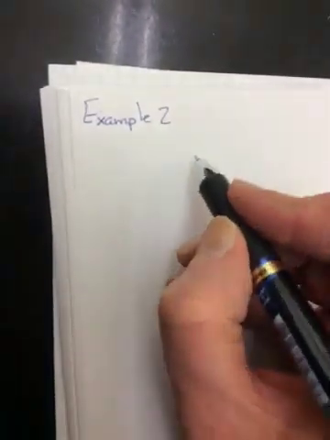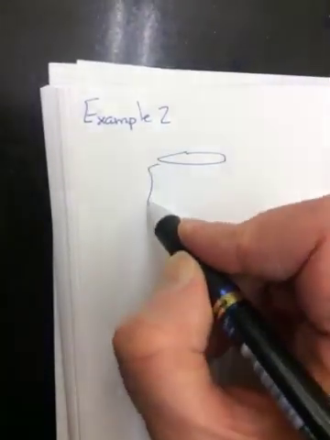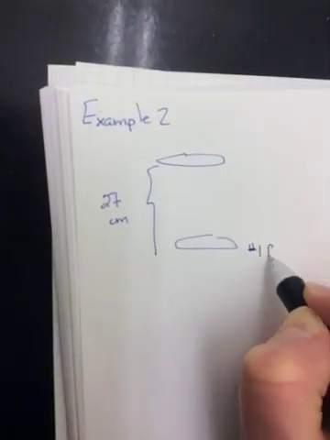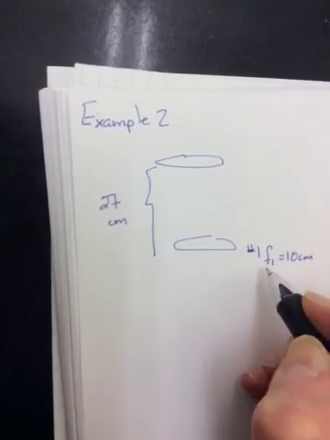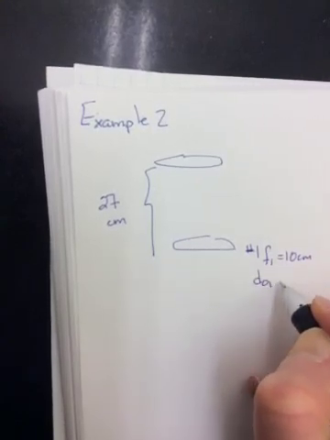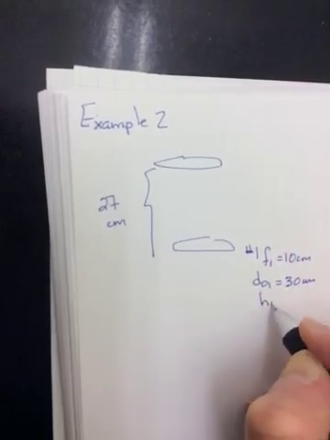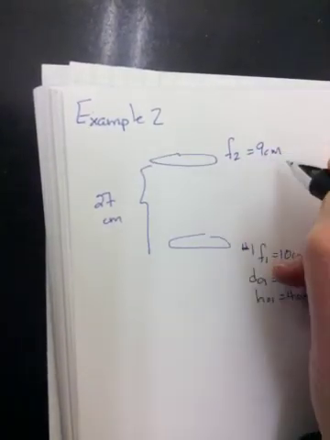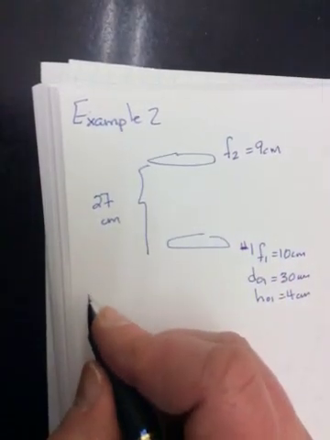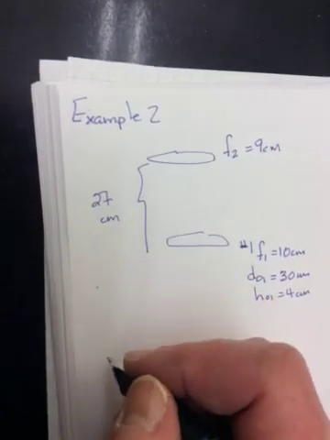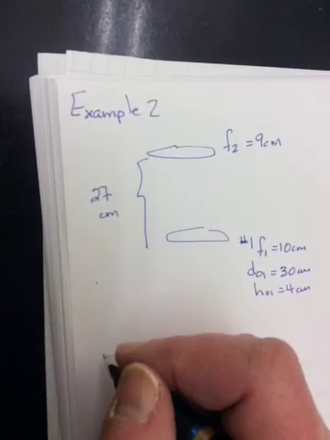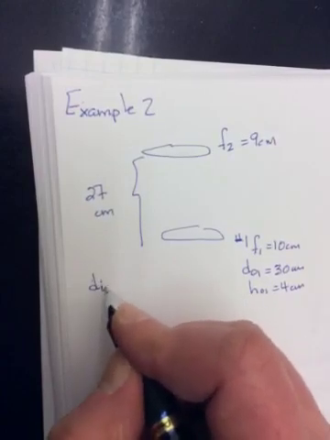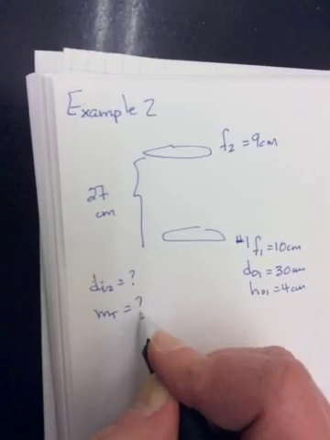Again, 2 lenses. The distance between the 2 lenses this time is 27 centimeters. This is lens number 1, and F1 is 10 centimeters. DO1 is 30 centimeters away, and its height is 4 centimeters. F2 is 9 centimeters. The question would be, where is the final image, and what magnification does this have? I could also ask what's the height, but who cares? So I want DI2, and I want M total. Try that one.